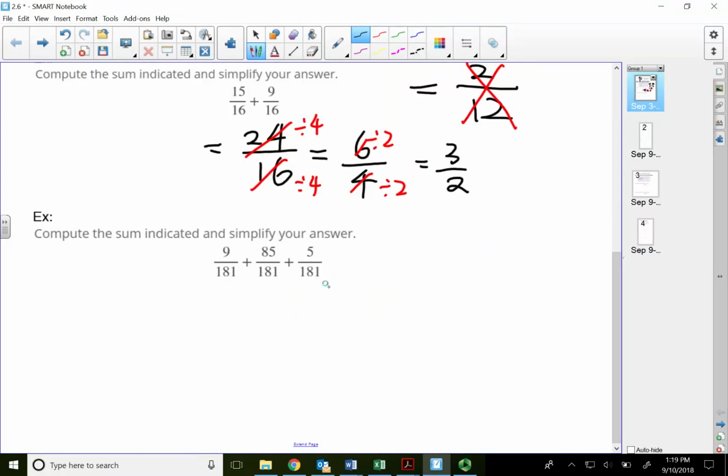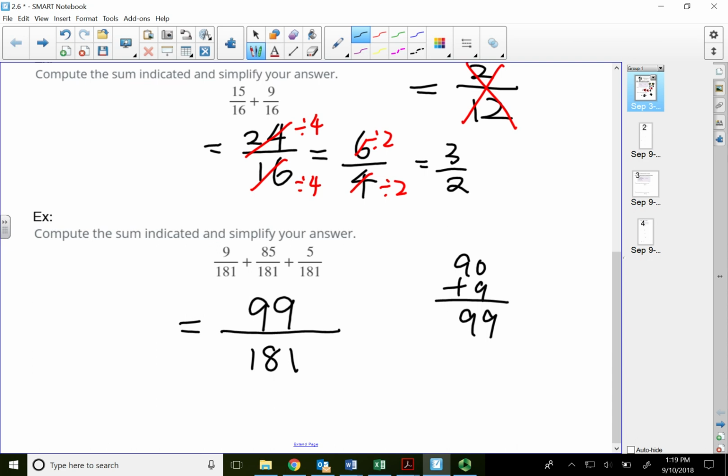The denominators are already the same, so I can go ahead and add my numerators together. My least common denominator, the LCD, is 181. So 85 plus 5 is 90. 90 plus 9 is 99.